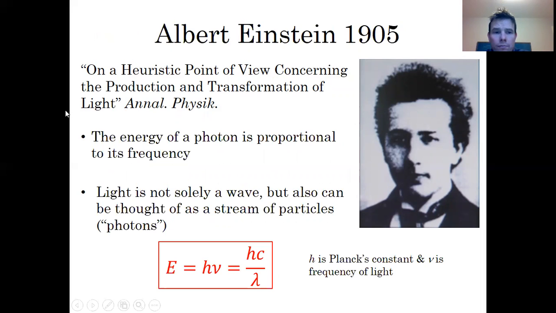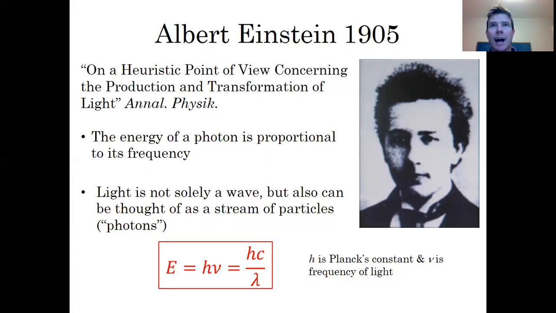And he wrote a very famous article, a very famous research paper, on a heuristic point of view concerning the production and transformation of light. He had a really simple idea in this paper, which was essentially to say that we think of light as a wave, but maybe we could also think of it as a particle, which he called photons. And the energy of a photon is proportional to its frequency. The proportionality constant is Planck's constant.